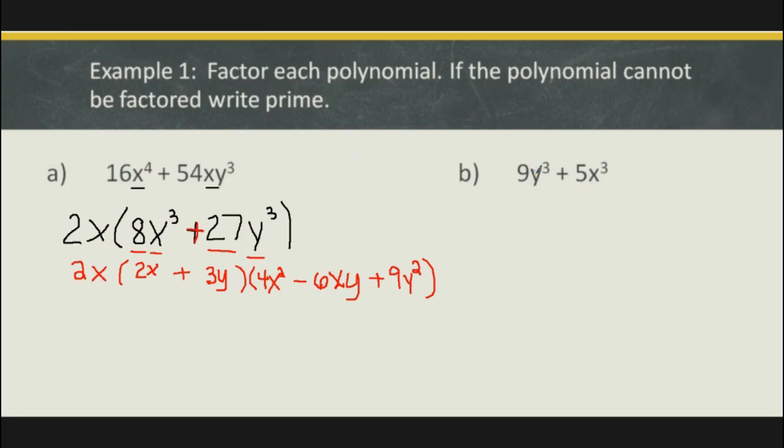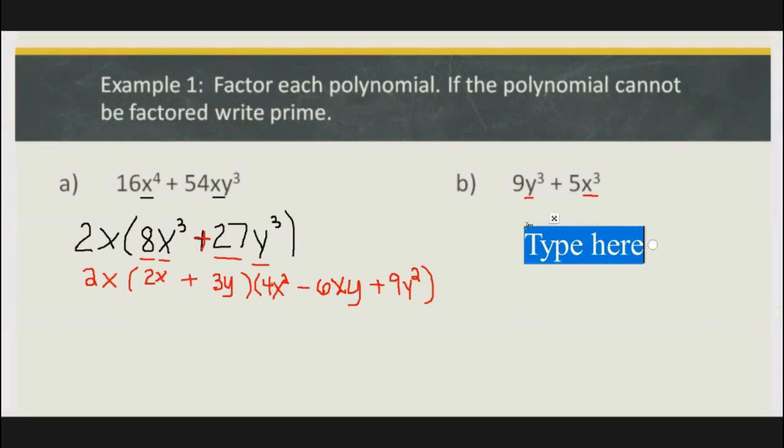Okay, letter B. 9 is a square, not a perfect cube. Y cubed, 5 is prime, x cubed. So even though I have a y cubed and an x cubed, 9 and 5 are not perfect cubes. Therefore, this is not a sum of cubes. I don't have a GCF because I don't have any common variables or common factors. So example B is actually an example of prime.